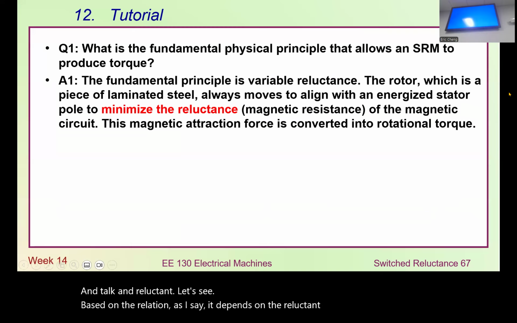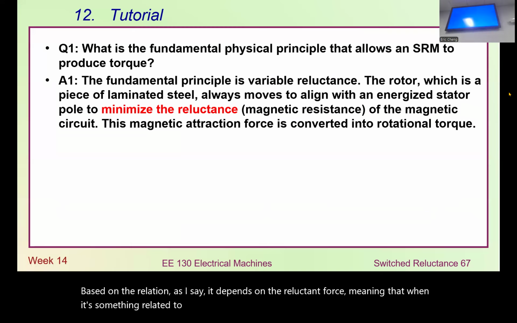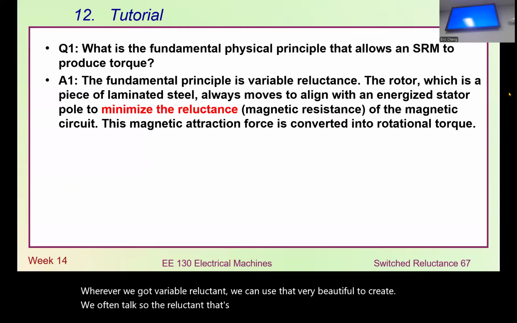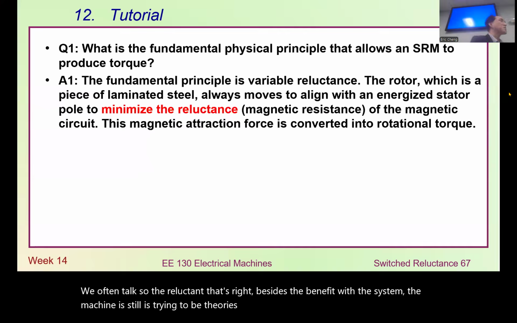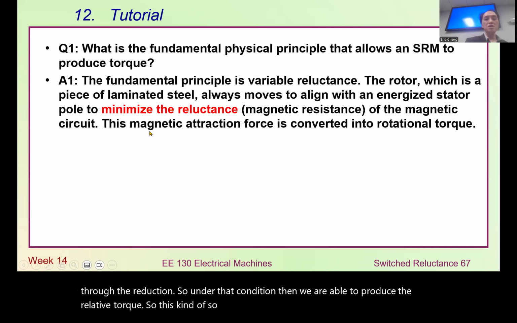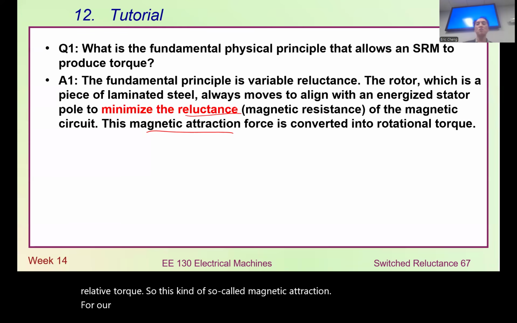Inductance is related to reluctance, so we call it variable reluctance. Whenever we have variable reluctance, we can use that variable to create the reluctance torque. The reluctance is just like a resistance, a magnetic resistance. The machine itself is trying to reduce its reluctance to increase the magnetic flux passing through. Under that condition, we are able to produce the reluctance torque. This so-called magnetic attraction, through the reluctance, we are able to convert into torque.